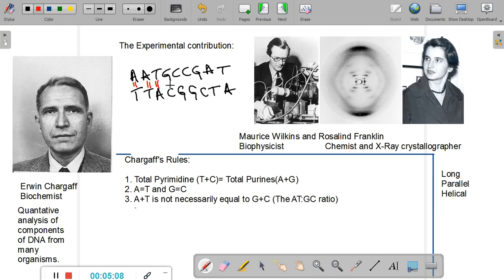Thymine to adenine, a double bond. Guanine and cytosine are bound to each other via three hydrogen bonds, or a triple bond. So basically, we have got three hydrogen bonds here, two hydrogen bonds here. So what we have here is a small, tiny little segment of DNA.